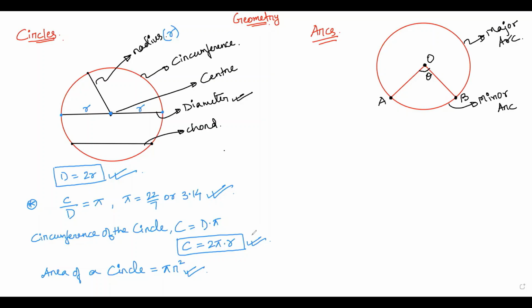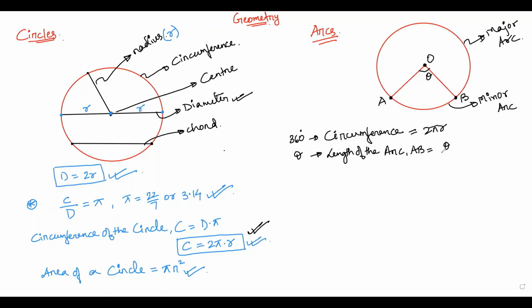We know the circumference of the circle is given by 2 pi r when the central angle is the complete angle, that is 360 degrees. So when the central angle is 360 degrees, we get the circumference of the circle, which is 2 pi r. So when the central angle is theta degrees, we get the length of the minor arc AB, which would be theta upon 360 times 2 pi r. So if we know the central angle theta and radius r of the circle, we can find the length of the arc of the circle.